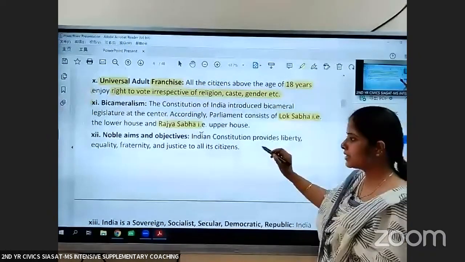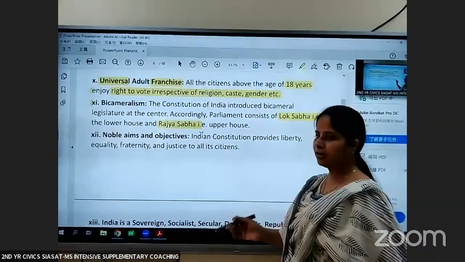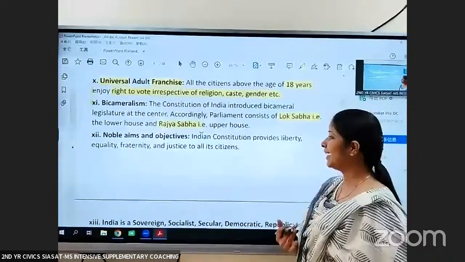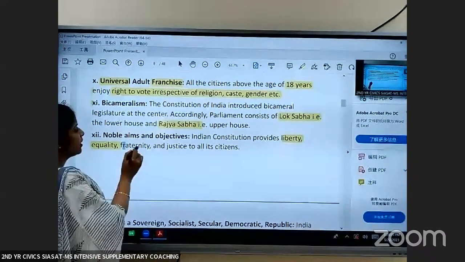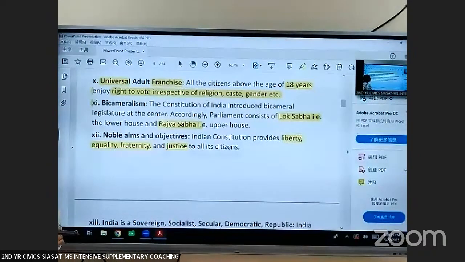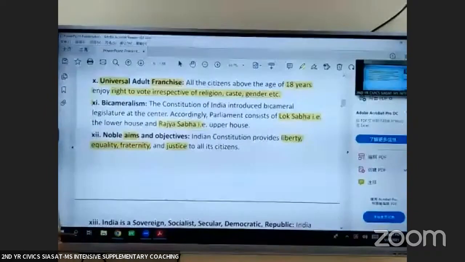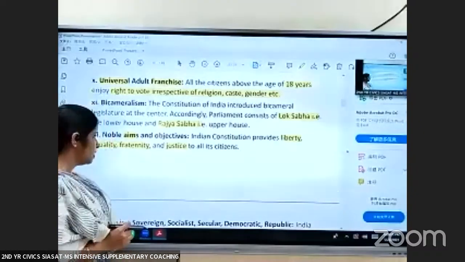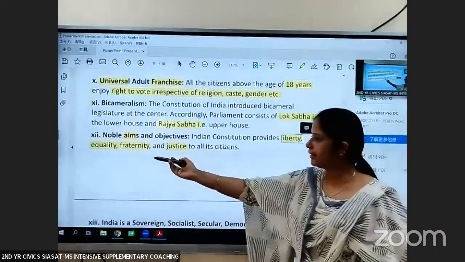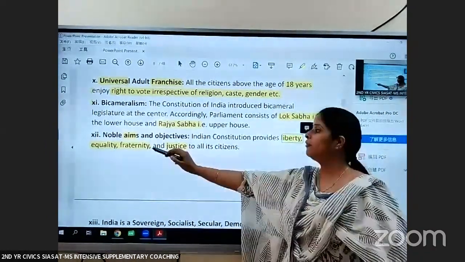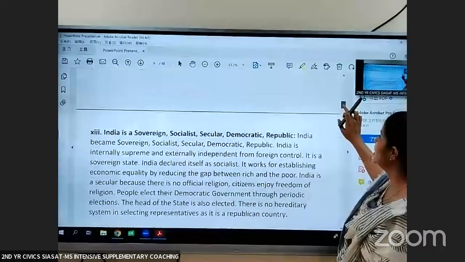Then coming to the last point, that is noble aims and objectives. The Indian Constitution provides liberty. If you see the preamble, what is the preamble? It is the introduction to the Constitution. The Constitution of India guarantees liberty, that is freedom, and equality. Equality means there shall not be any discrimination. Fraternity is brotherhood, and justice to all its citizens. The Indian Constitution was prepared with an aim to provide liberty, equality, fraternity, and justice to all its citizens. Equality means no discrimination on the basis of caste, religion, gender. Justice means no person should be punished except for the violation of the laws.